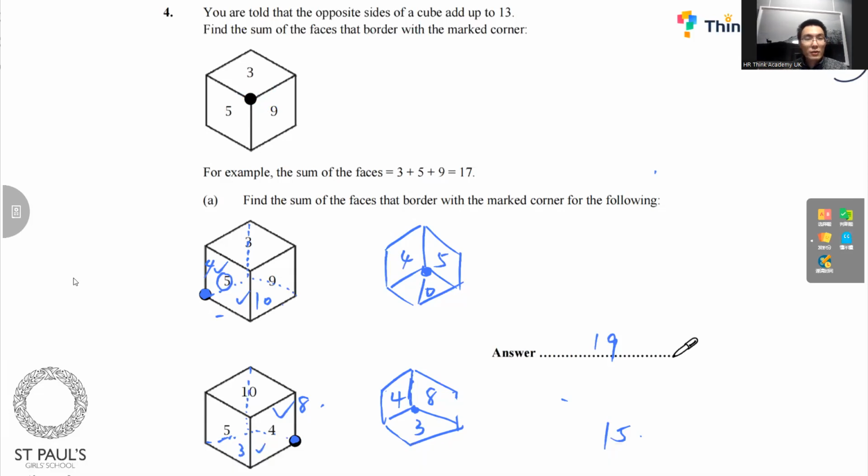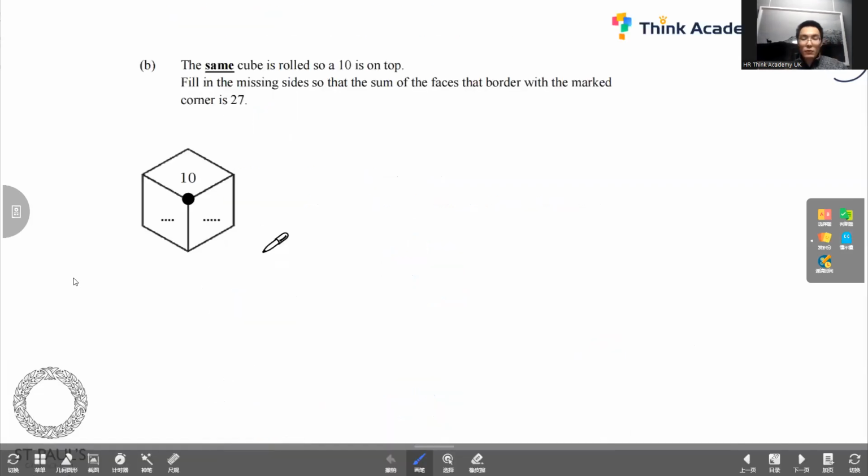Okay, let's look at the next question. All right, there's still a final question. So the same cube is rolled, so a 10 is on top. Fill in the missing sides so that the sum of the faces that border with the marked corner is 27, meaning we want all 3 faces over here to add up to 27. So what are all the faces we have? Let's see. So we have 3, 4, 5, and then we have 8, 9, 10. Yeah, 3 plus 10 is 13, 4 plus 9 is 13, and 5 plus 8 is 13.